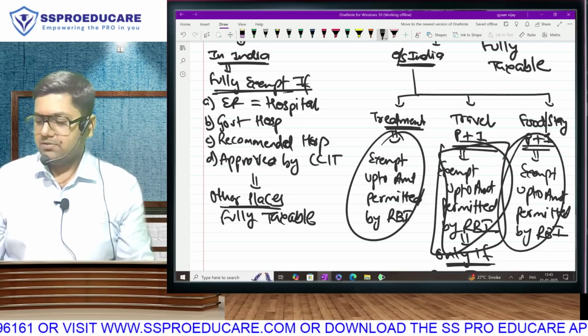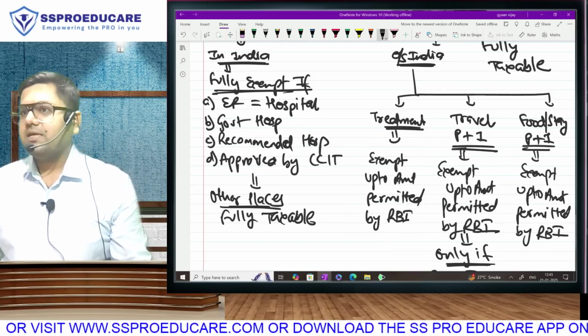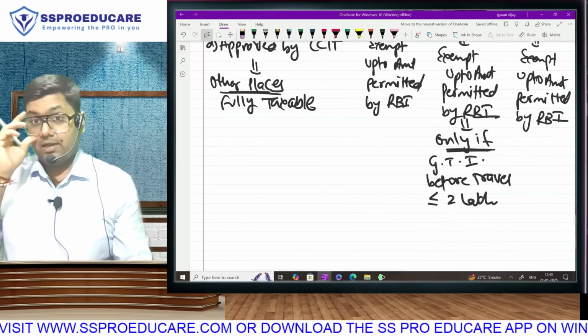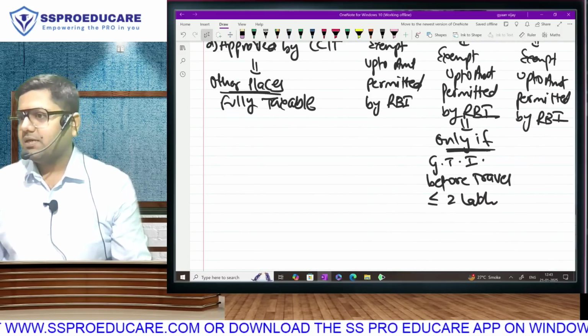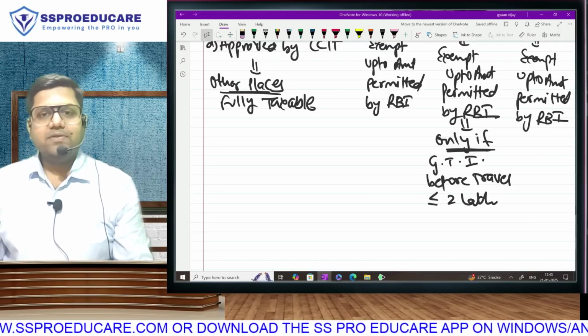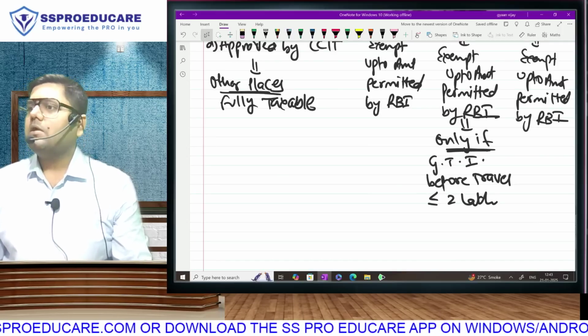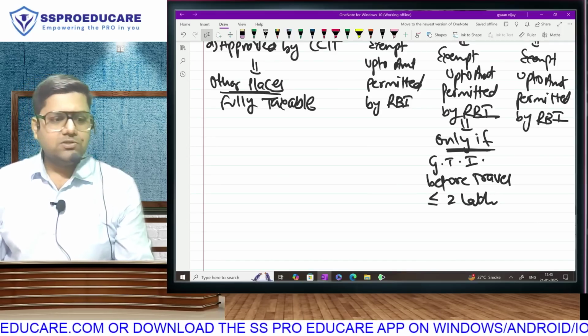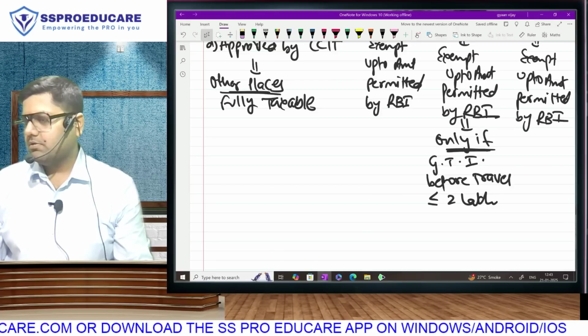This part. Which part? The travel part. Only one thing is left: that is the travel part. Everything else is done. Which part? If that is up to rupees 2 lakh, then you get this exemption. Otherwise, you don't get this exemption.